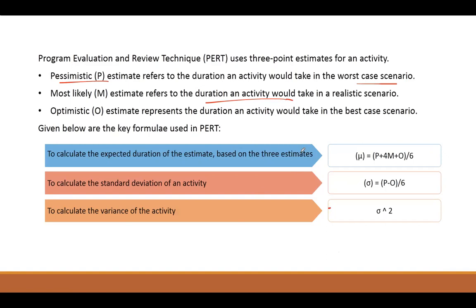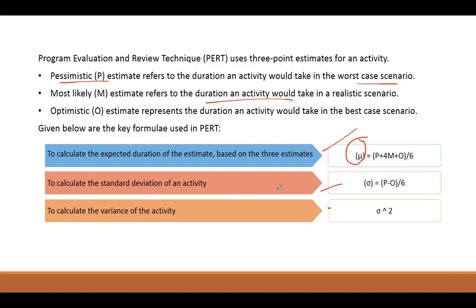Okay, so these are formulas that we use to calculate the time estimate for a particular activity. Suppose I have been given pessimistic time, most likely time, and optimistic time. These time estimates are taken from experts. Okay, so they can give you a better idea what can be the pessimistic scenario and what can be the optimistic scenario. So these times are basically given by experts. Okay, so you can calculate mu, that is your mean time taken by the activity.